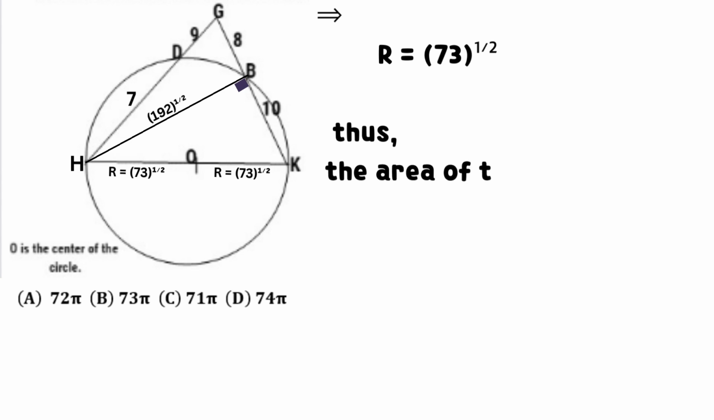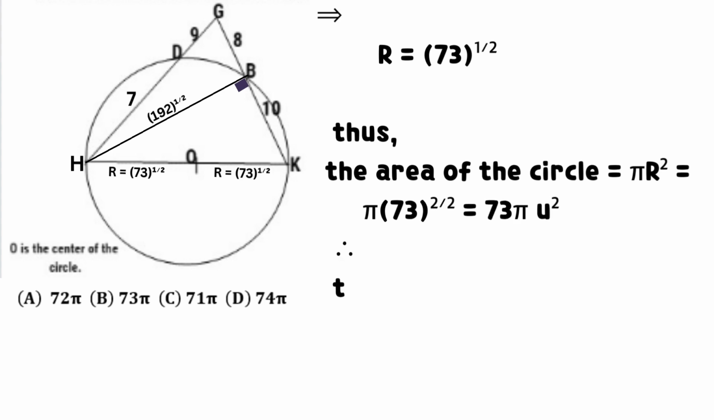It means that R equals the square root of 73. Thus, the area of the circle equals pi times the square of R, which equals pi times the square root of 73 squared, in square units. Therefore, the correct option is B.